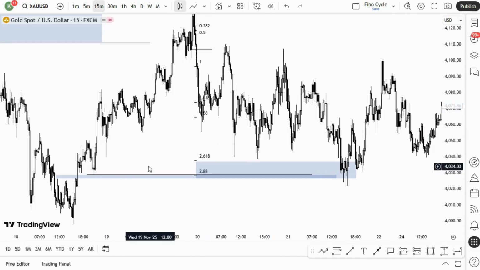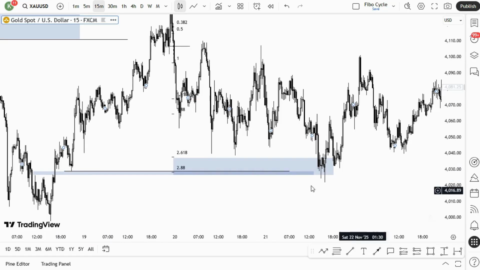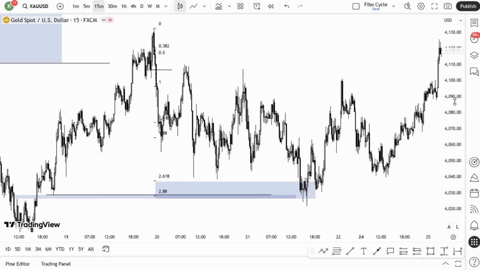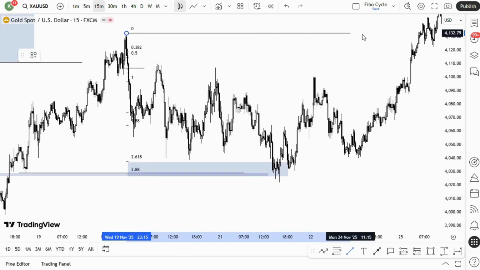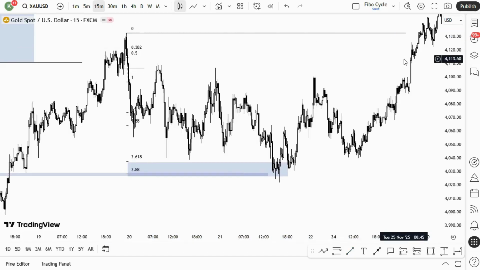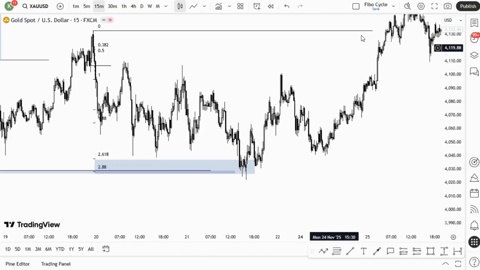Okay, so in this case, the discount array is the intermediate term low. The PD array, the discount array, is the intermediate term low, and after we reach this intermediate term low and we sweep this low, we can now target this intermediate term high to be our next target, which price can trade towards.